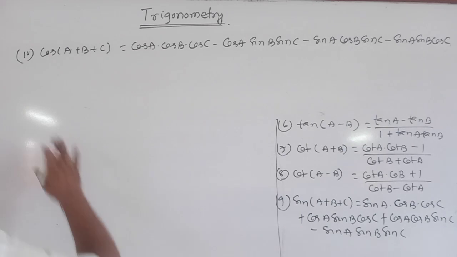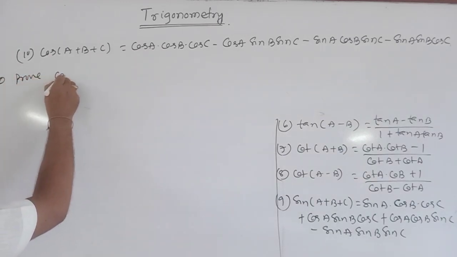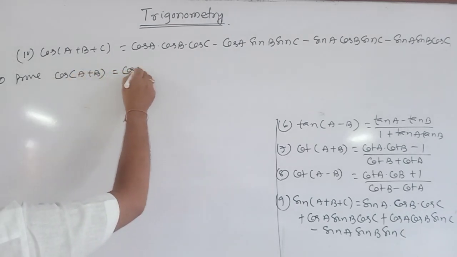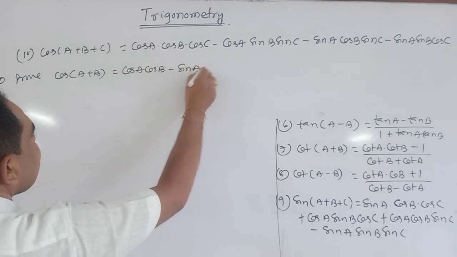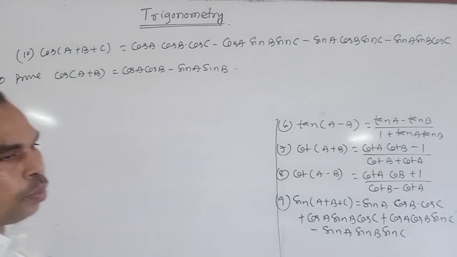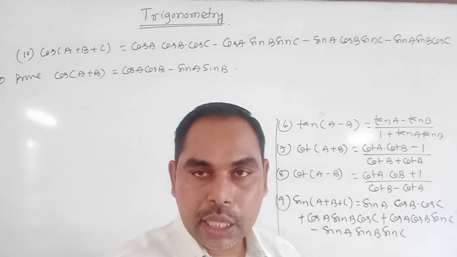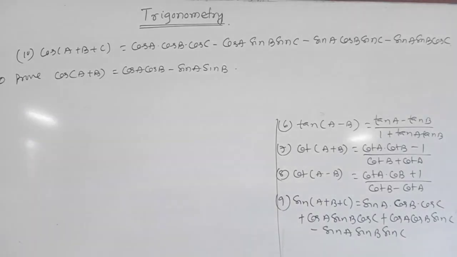To prove cos of A plus B is equal to cos A into cos B minus sin A into what? Sin B. Cos of A plus B is equal to cos A into cos B minus sin A into sin B. Okay?